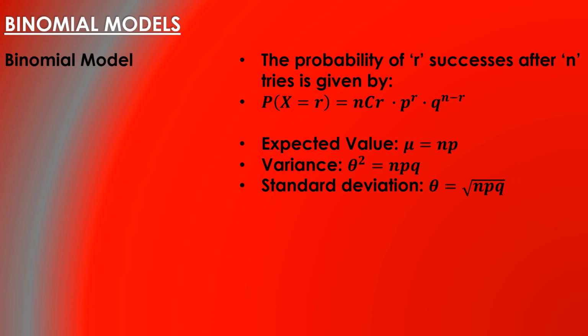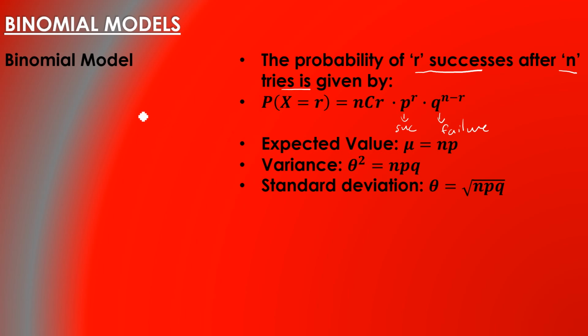What is our formula? So R is going to be our number of successes and N is going to be our number of tries. So that gives us this formula, NCR. We've already done combinations. It tells us that the order that we get our successes in doesn't matter. P is our chance of success, and Q is our chance of failure. So let's dissect this formula.